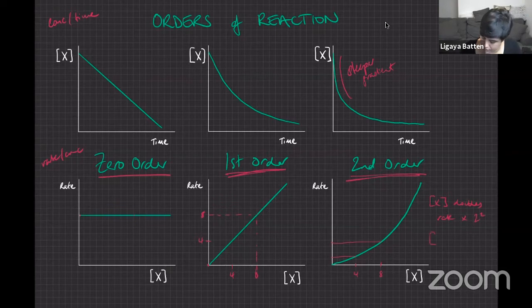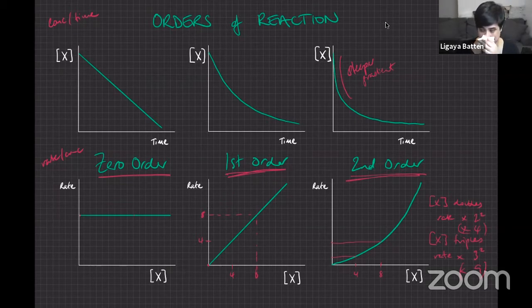And if the concentration of x triples, the rate times by 2 cubed, sorry, that's the other way around, 3 squared, which is 9. So this will be times by 4, and this will be times by 9. The second order is basically the power at which you're going to multiply however much you multiply the concentration by. So if it was quadruple, then it would be 4 squared, which would be 16.